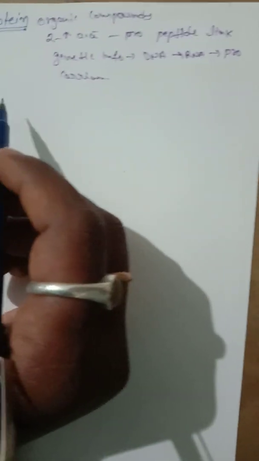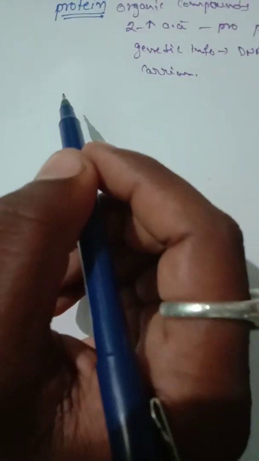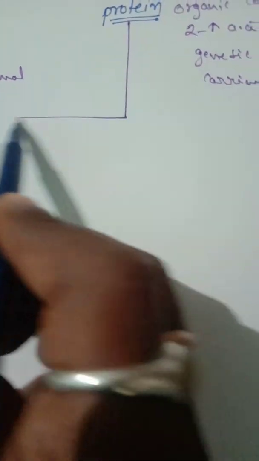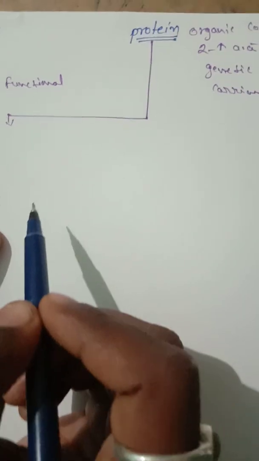The next one, the proteins are classified into several types, depending upon the functional classification. So what is the first one? The first one is structural proteins. And the second one is enzymes.